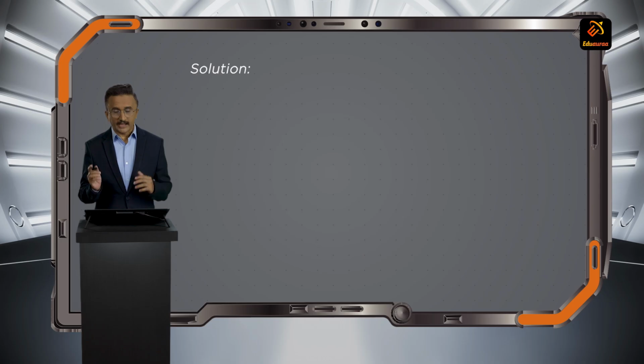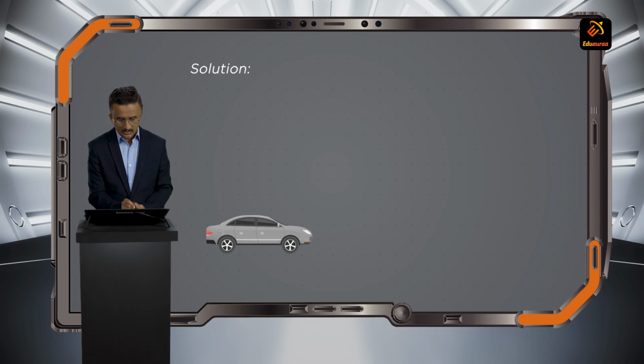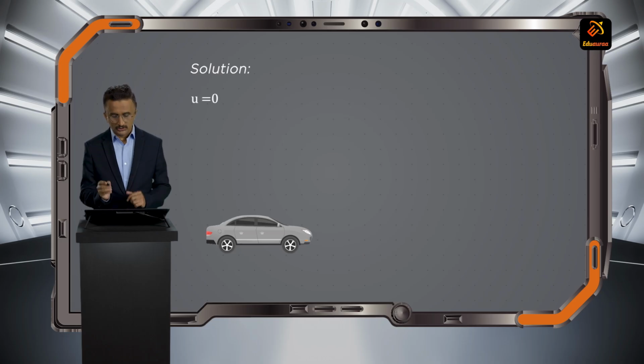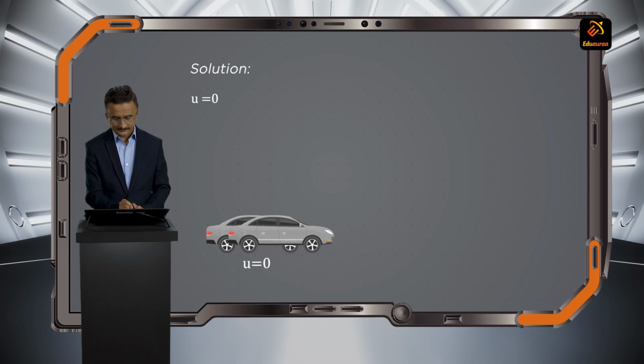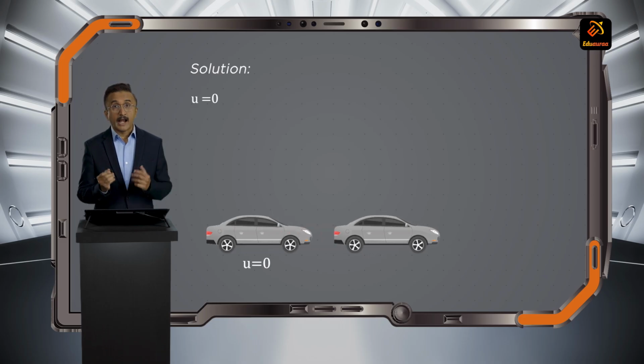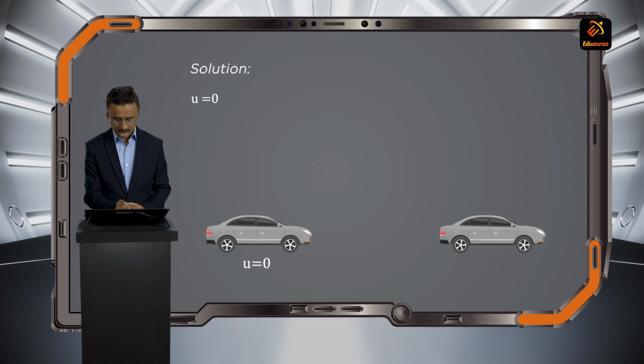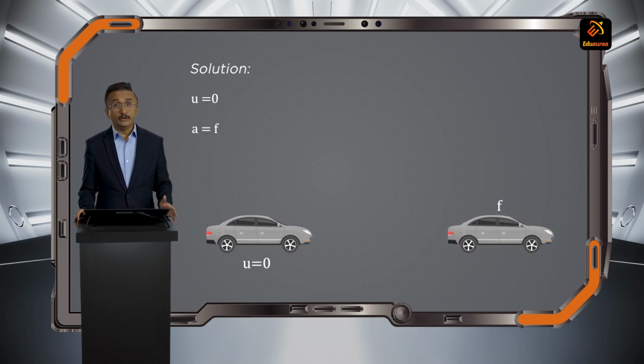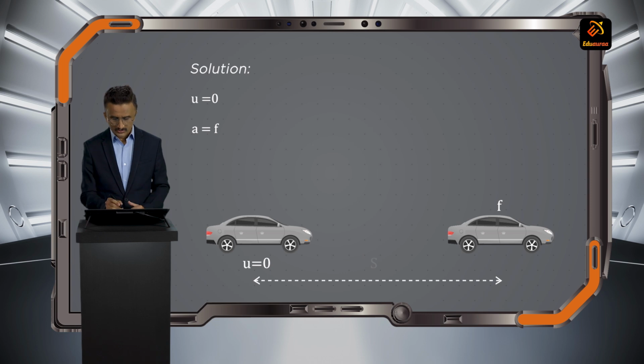So let me draw the diagram. A car starting from the rest means u is equal to 0. Then the car is going to accelerate at the rate f. So a is equal to f, and during this the distance traveled by the car is s. Okay. So this is my first part.